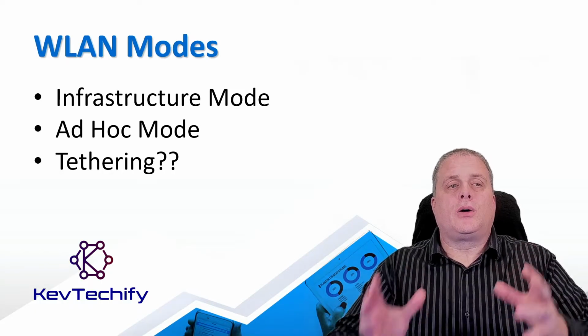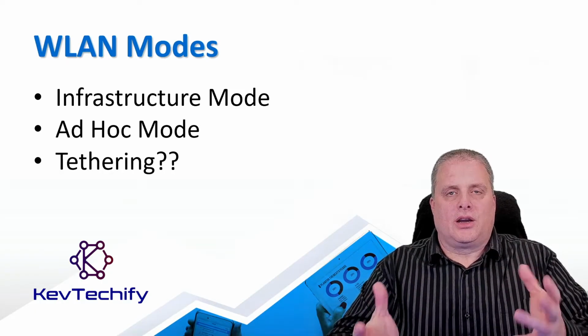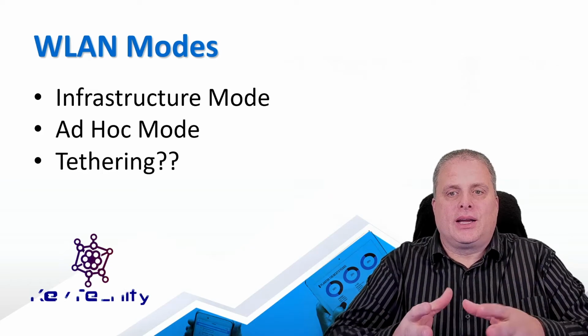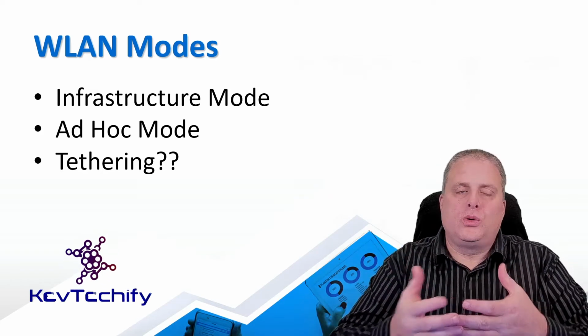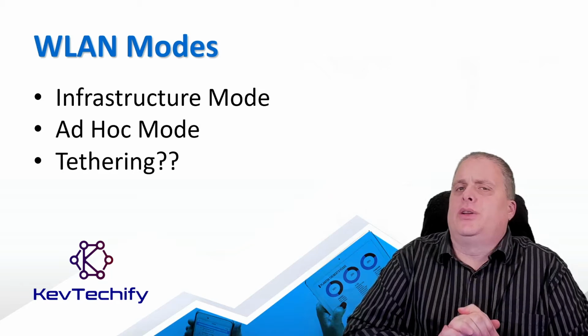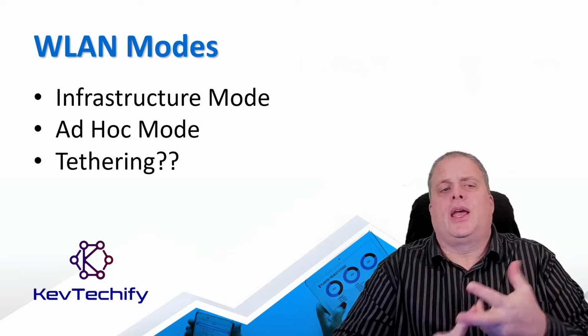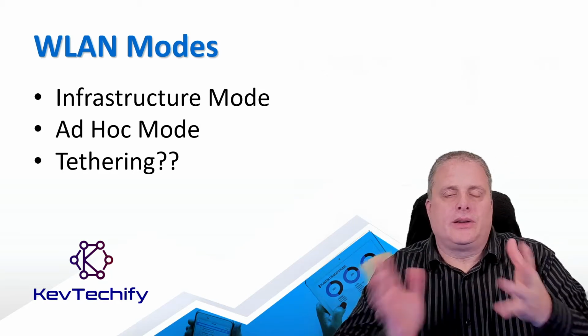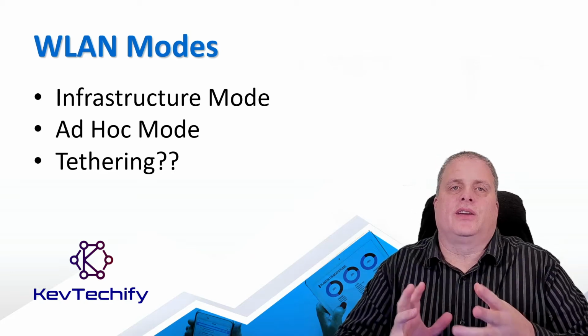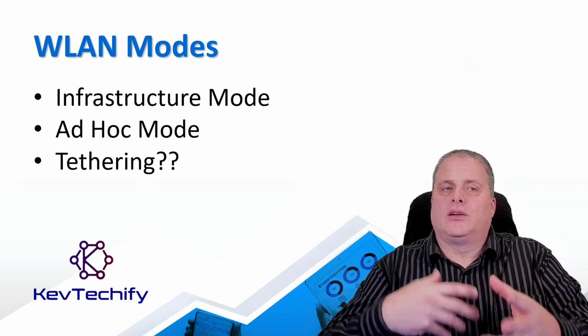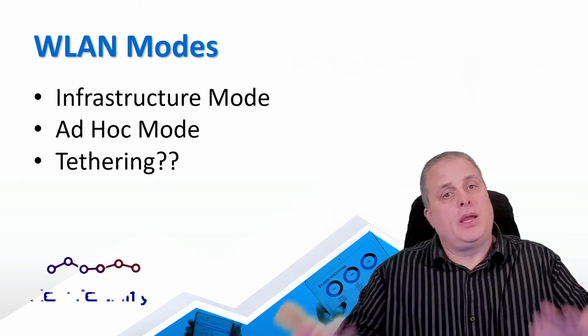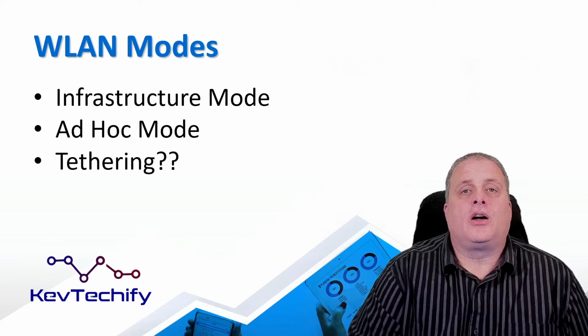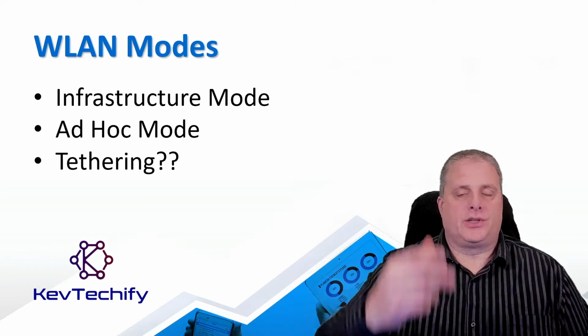As we talk about how wireless LANs are configured and how they operate, it comes down to kind of two modes. You can start throwing a third mode into it nowadays: infrastructure mode, ad hoc mode, and tethering. There's some debate whether or not this is technically a way of how a wireless LAN operates. Maybe it's a combination of a couple of ways, of the infrastructure and the ad hoc.